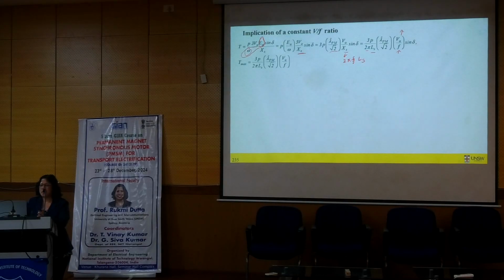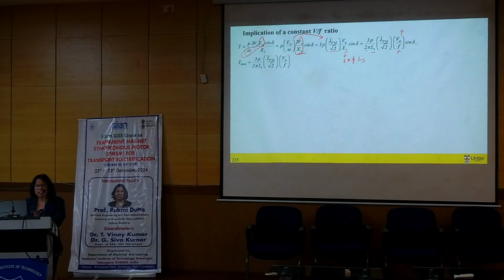So same torque equation, we are just rewriting it differently, right? EA over omega is your magnet flux linkage. This is equal to the magnet flux linkage in the RMS value. So lambda PM is your peak value. That's why it's lambda PM over root 2. And VA over XS, we can also write as VA over 2 pi F LS, and VA over F. This ratio, if I maintain constant, I will always get the same maximum torque over any frequency.